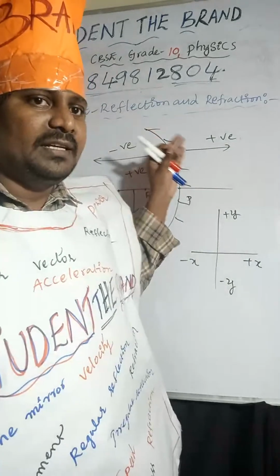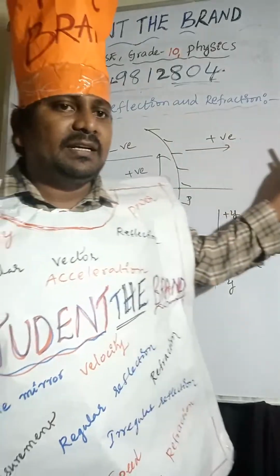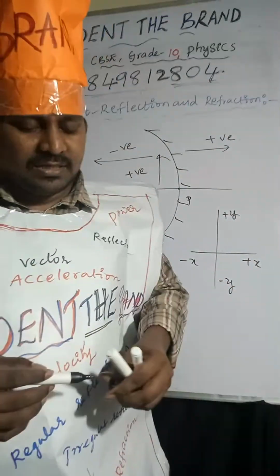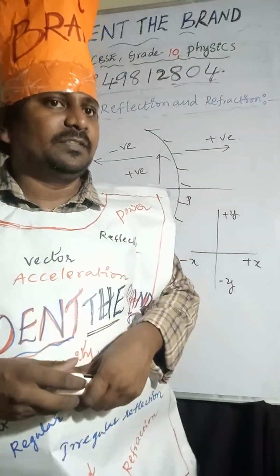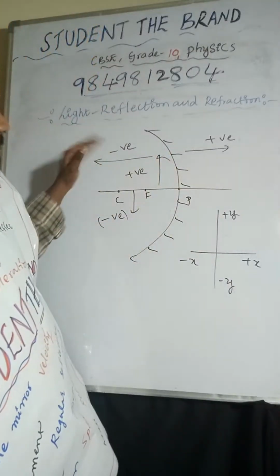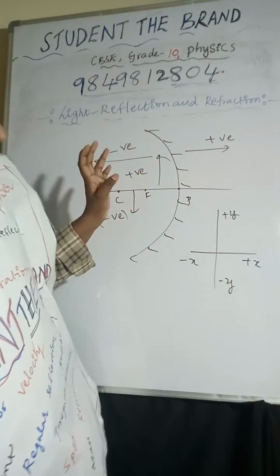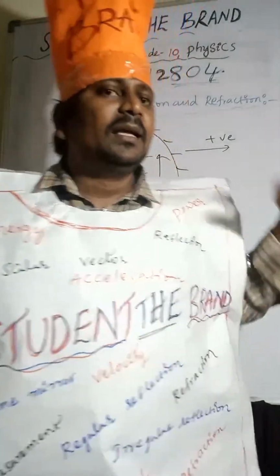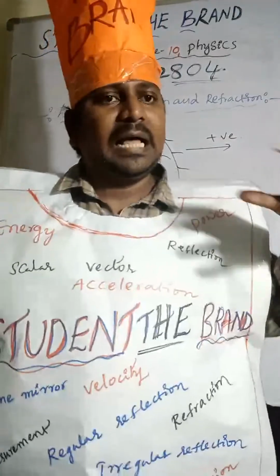All measurements we are taking from the pole. In the direction of incident rays all are positive: all distances like image distance, object distance, focal length, and radius of curvature. Opposite to incident rays all are negative. Above the principal axis positive, below the principal axis negative.